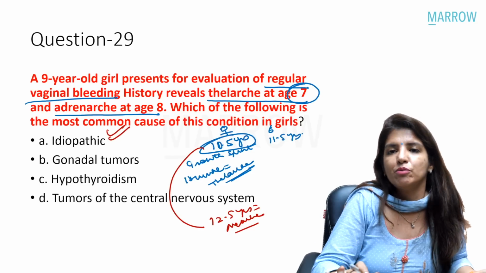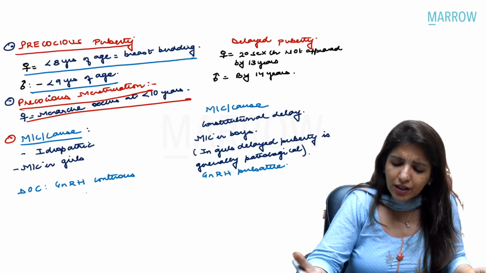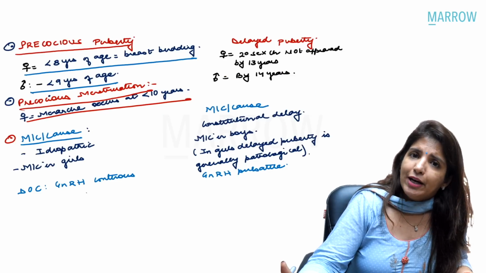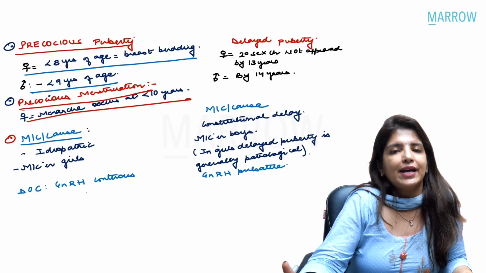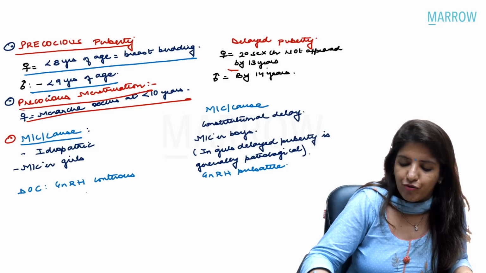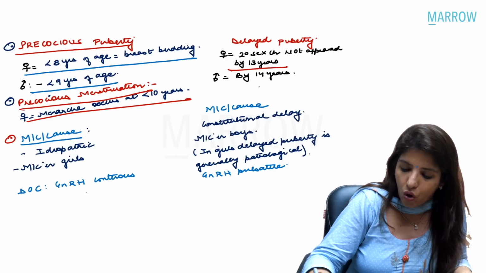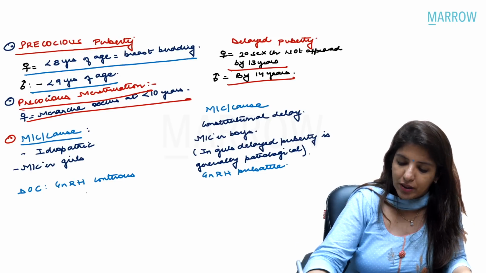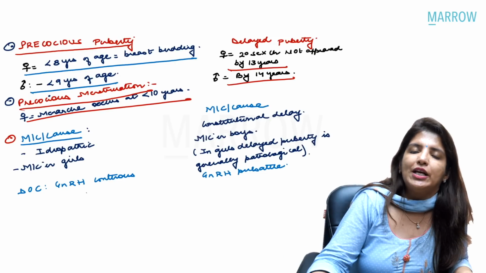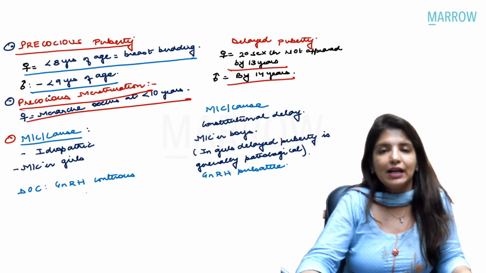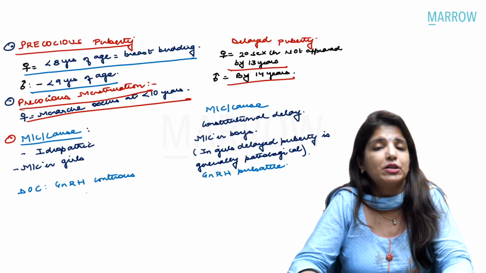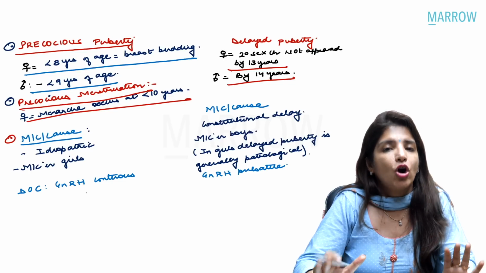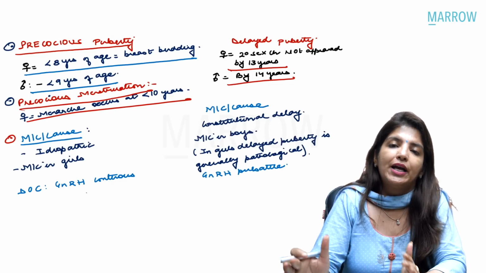Right? Idiopathic is the most common reason. Now, how do you define delayed puberty? If secondary sexual characteristics do not appear in a female by 13 years of age or in males by 14 years of age, then that is what is delayed puberty. Most common cause of delayed puberty is constitutional delay. Like precocious puberty is more common in females, constitutional delay is more common in boys.